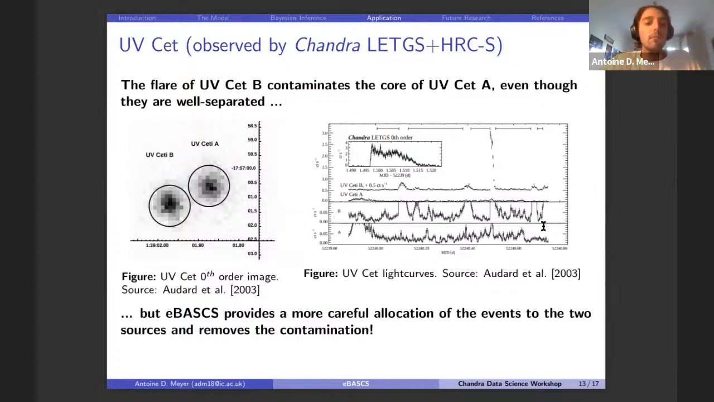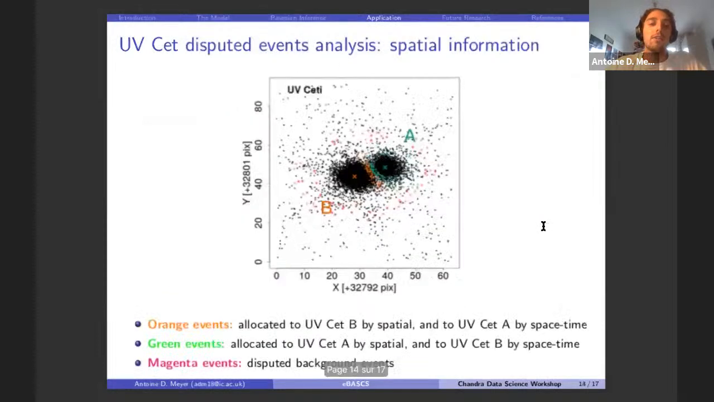And this is why this example is a good test for eBASCS. And we'll see right now that eBASCS can provide a more careful allocation of the events and remove the contamination of the flare of UV-Set B on UV-Set A. Because the LATGS plus HRCS configuration does not record the event energy with useful accuracy, in this case we use the space plus time model. So we're not using any spectral information in this analysis.